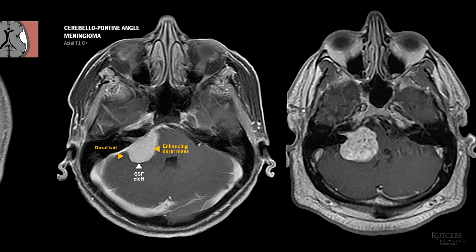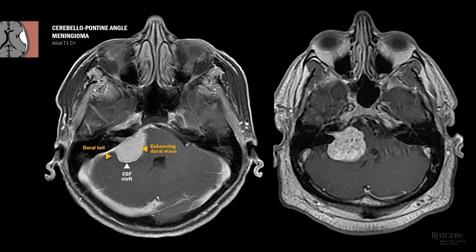Now what about this lesion? How is this different? CSF cleft is present, so it's an extraaxial mass. It's located at the cerebellopontine angle and causes mass effect on the pons and fourth ventricle. Enhancement seems more heterogeneous than the meningioma on the left. There is a tail of sorts, but actually it's more of a head than a tail, since the tumor extends from the internal acoustic canal. This is an example of vestibular schwannoma, and that internal acoustic canal involvement is what helps us diagnose it.